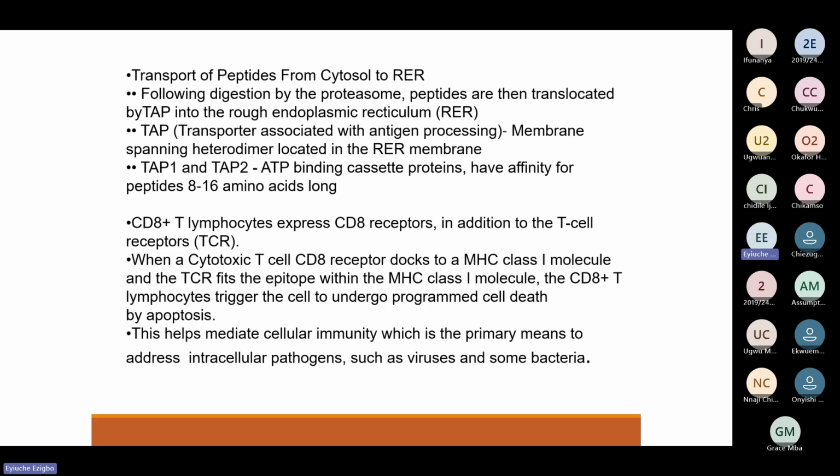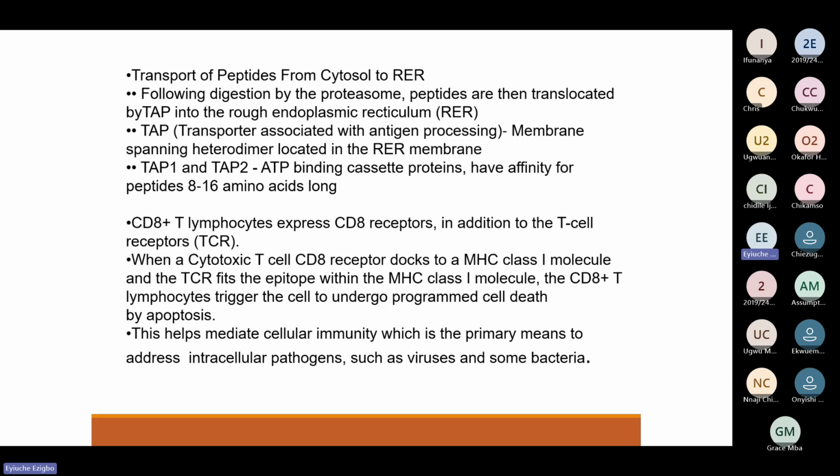The TAP, a membrane-spanning heterodimer located in the RER. TAP1 and TAP2, ATP-binding cassette proteins, have affinity for peptides that are between 8 to 16 amino acids, which means the peptides, the antigens that are being processed for presentation on the MHC class 1 molecule, have this range of amino acids.